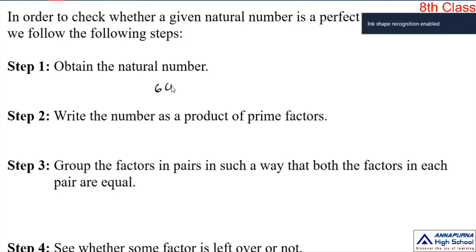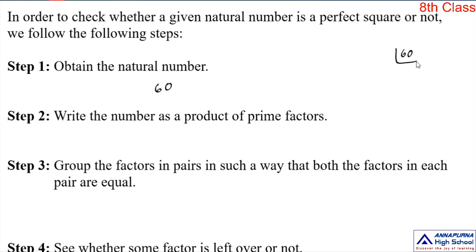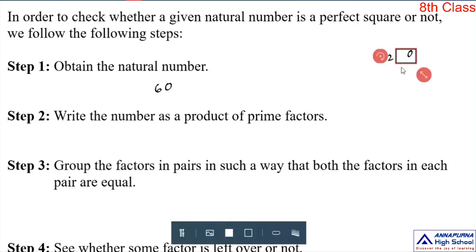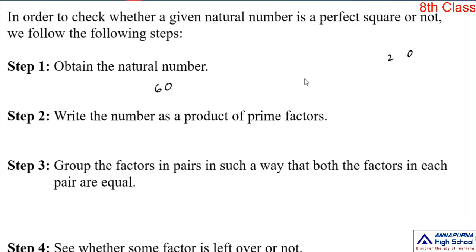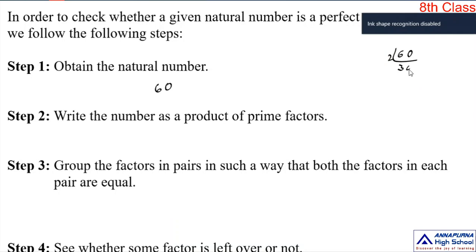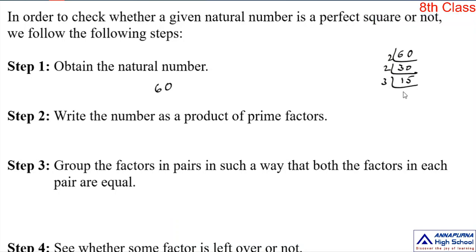60. Find out the prime factorization of 60. It's divisible by 2, 30 times. Again 30 is divisible by 2, 15 times, and 15 is divisible by 3, 5 times. Now the prime factorization is 60 equal to 2 into 2 into 3 into 5.